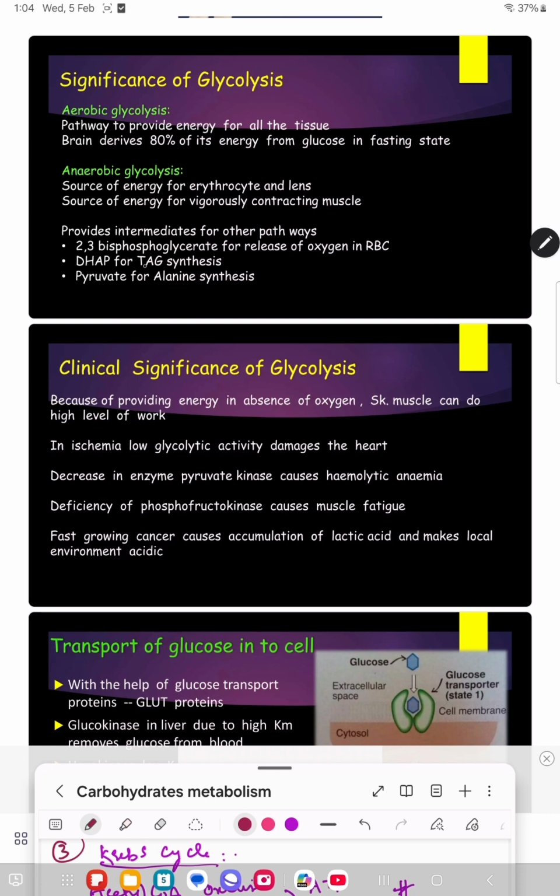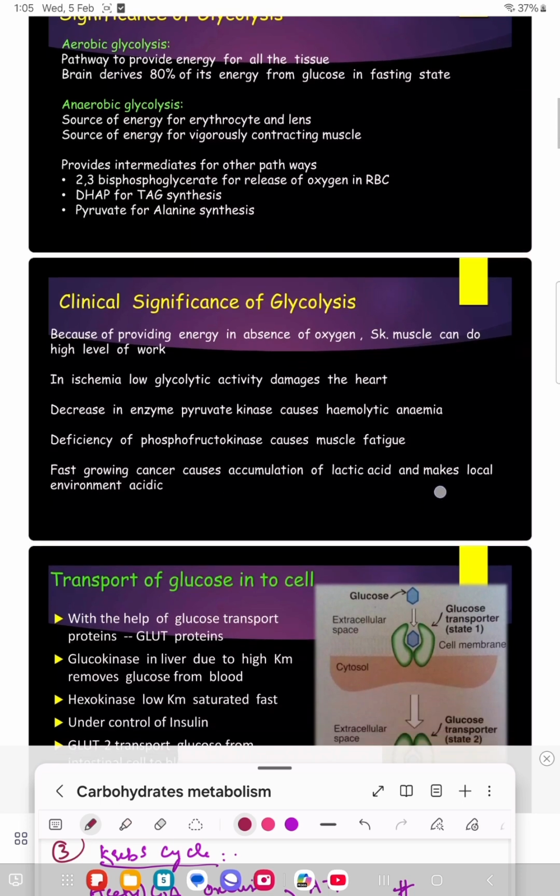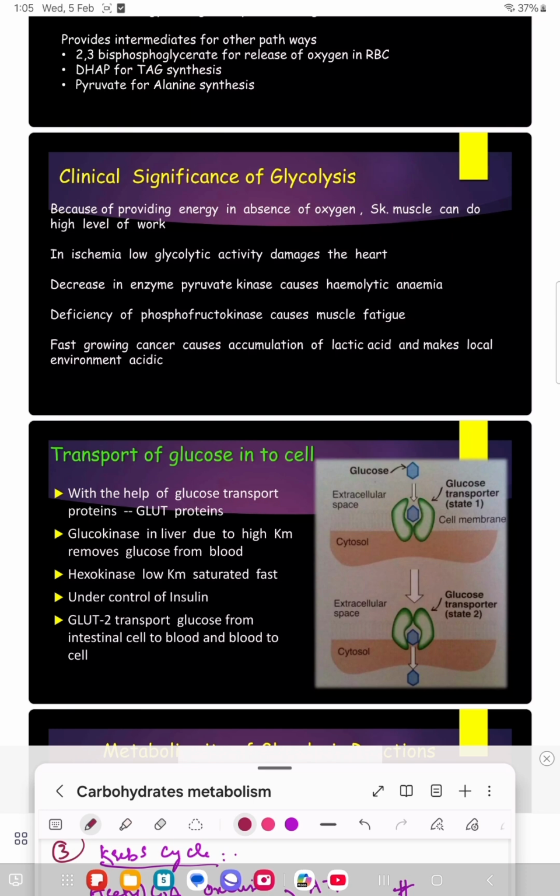DHAP for TAG synthesis, we are also going to discuss this, and the last one is pyruvate for alanine synthesis. We are going to discuss each and every point in the upcoming slides. Next is the clinical significance of glycolysis. Here are the points for the clinical significance. I hope you will read these on your own, because our main goal is to discuss the mechanism.